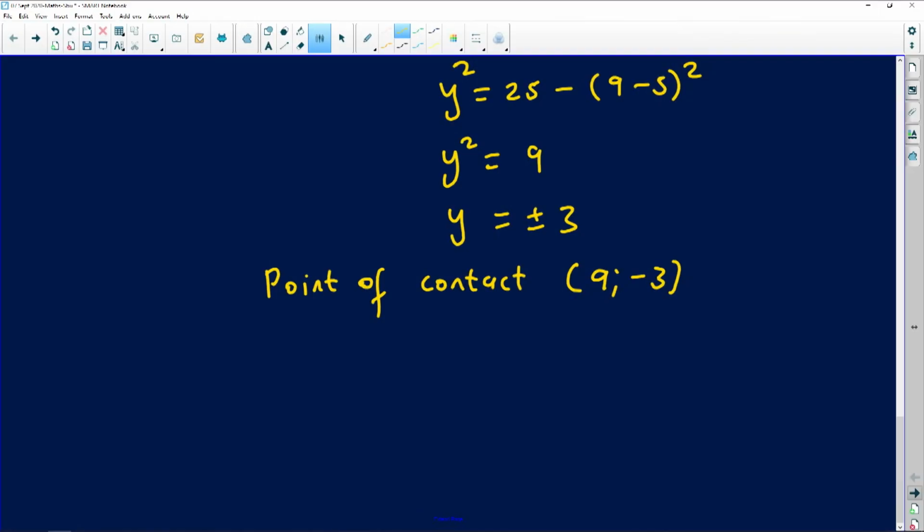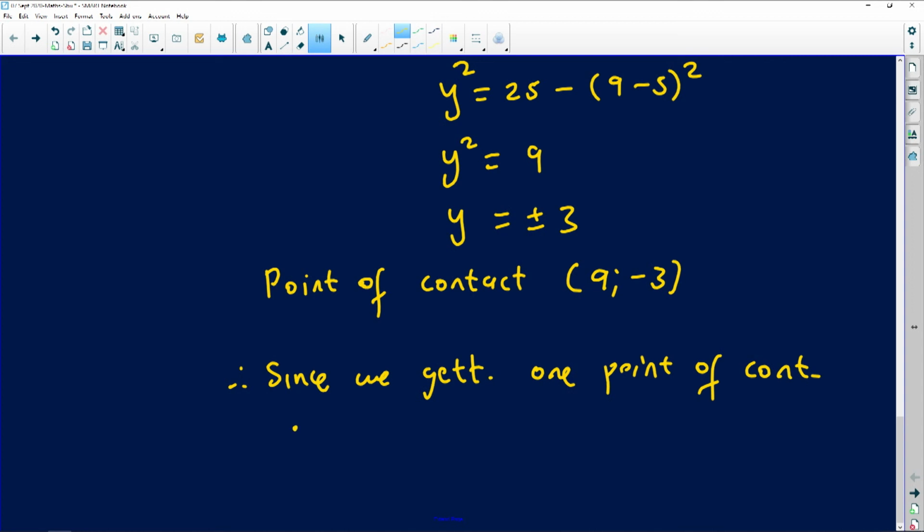Right. Let's move on to the second question. So that means since we're getting 1 point of contact that satisfies these two simultaneously, we can conclude that the line is a tangent, right? Only a tangent will meet a curve at 1 point.